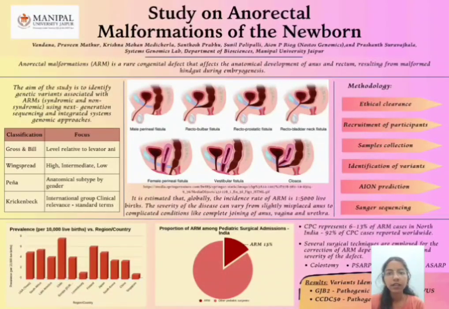Our methodology involved recruiting patients from pediatric surgery departments, collecting detailed phenotype and family history, and obtaining blood and tissue samples. Tissue samples are taken during the surgery from the patient, and blood samples from the parents and unaffected siblings. The samples are then sequenced, and the variants are analyzed and validated using bioinformatics pipelines like CONVEX and then Sanger sequencing. So far, we have identified variants in a few interesting genes, including GJB2, CCDC50, GUCY2C, and FREM1.